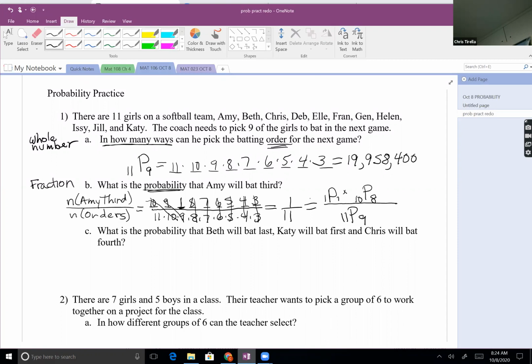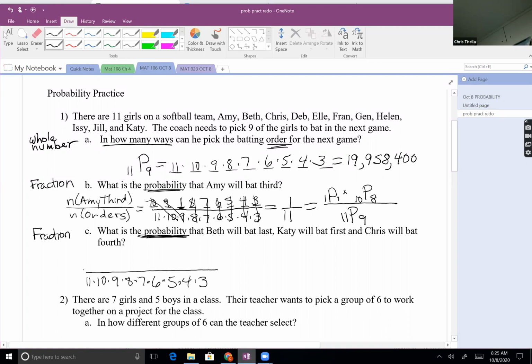The next one says, what's the probability? And so in my mind, I see that word probability and I highlight it. I think, okay, this is going to be a fraction. That Beth will be last, Amy will be first, Chris will be fourth. Since it's a probability, my denominator is my sample space, that 11p9. And again, I personally like that filling in the blanks way, so I'm going to do it that way first. Then we'll go back and we'll look at it using permutation notation.